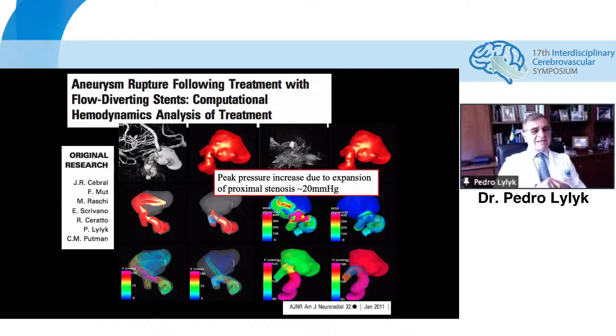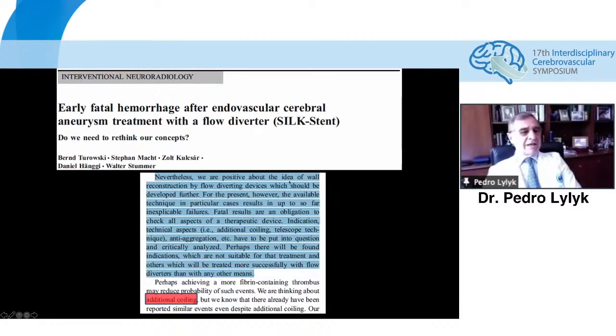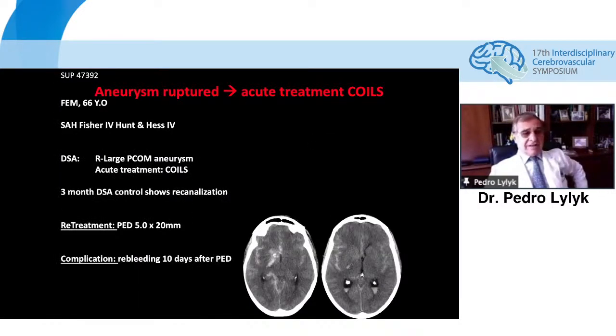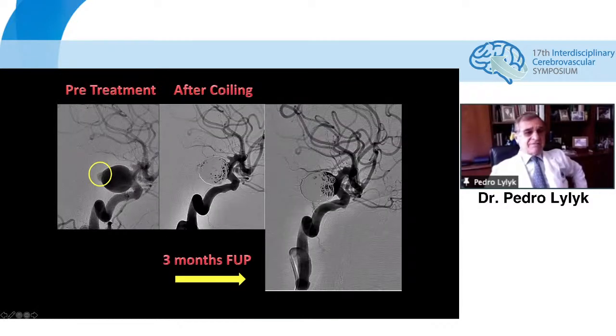So we published that with Juan Cebral, trying to find some assessment from the hemodynamic analysis at that time. We were looking at the hemodynamics and also the pressure in that regard. A lot of people were using additional coils. On the next case, we said, okay, we have coils already in this patient because the patient bled. We waited 3 months, and we decided to implant a device 3 months after.